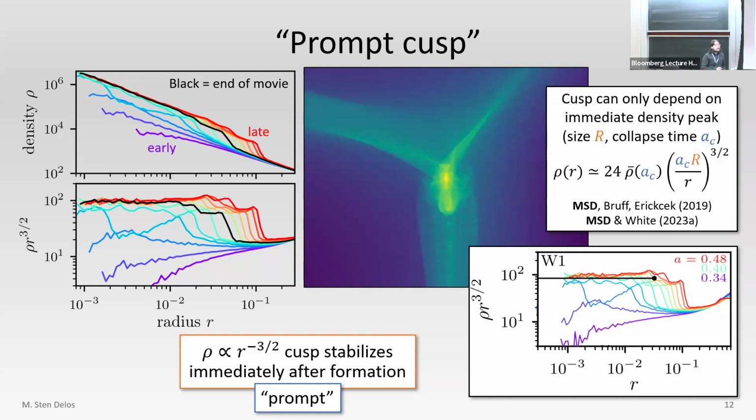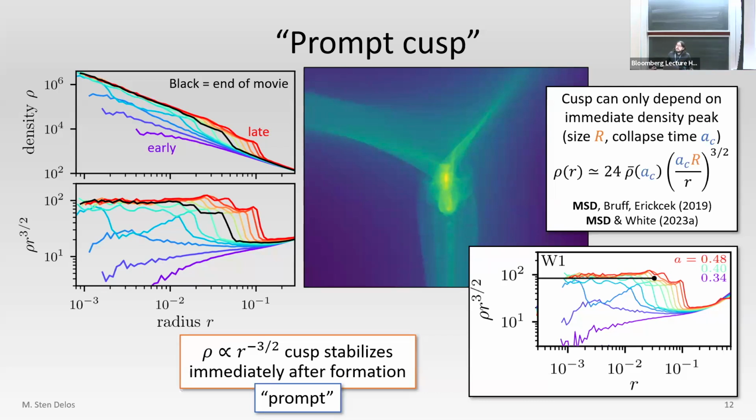Now, this prompt formation is important because of what it means for the properties of these cusps. Because their properties are set immediately, they can only be sensitive to the very close neighborhood of the initial density peak. You can characterize a peak by some characteristic comoving size and a collapse time. Then you can write down the only relationship that is dimensionally possible, which is to say that the size of the cusp is proportional to the physical size of the peak at the collapse time, and the density of the cusp is proportional to the density of the universe at the collapse time. You get this relationship, though not the numerical coefficient. The numerical coefficient comes from simulations. But the important thing is that it doesn't depend on cosmology. It's just set by gravitational physics.